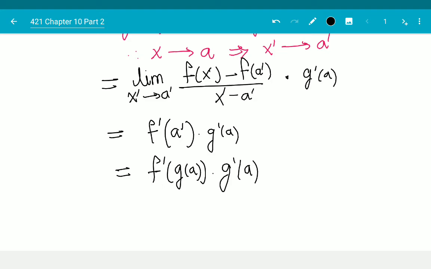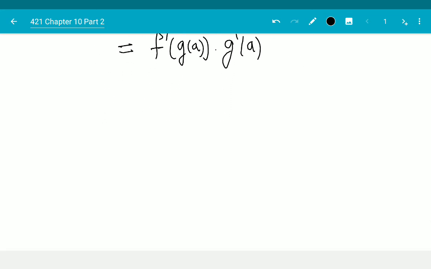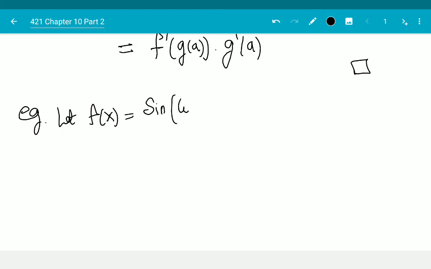Let me stop this lecture here. Actually, let's do one example. So that concludes the proof of my chain rule. Example: let f of x be equal to sine of cosine of x all the way over x. Find f' of x, right?